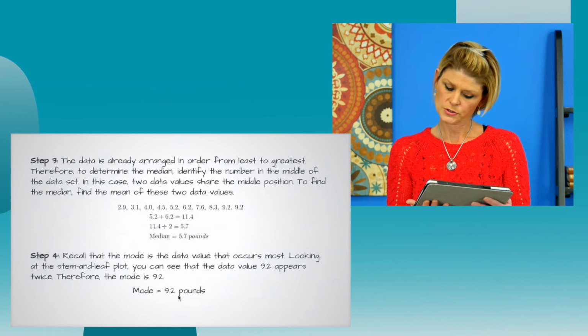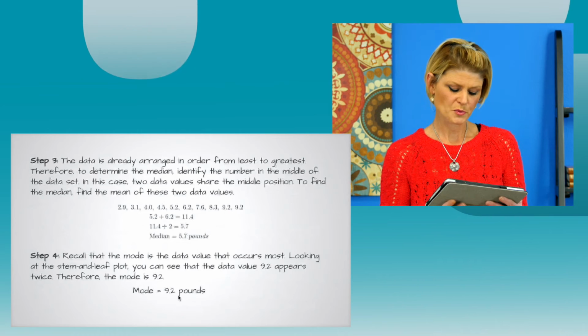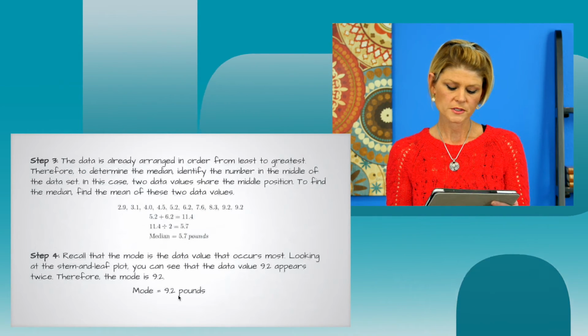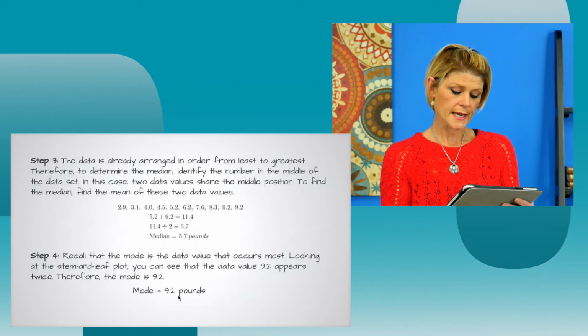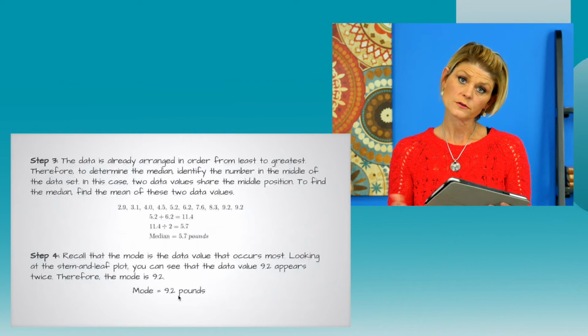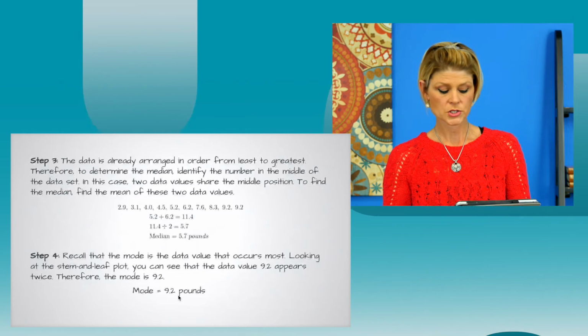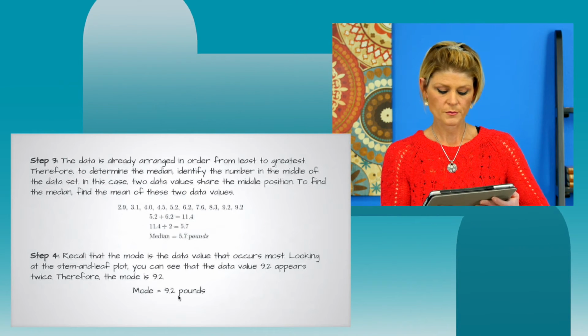In this case, we've got 2 data values. We've done this before, so we should be pretty well practiced in it. They share the middle position. To find the median, we take the mean of those 2 data values. So we're going to add 5.2 and 6.2, which gives us 11.4, divide by 2, and then the median will be 5.7 pounds.